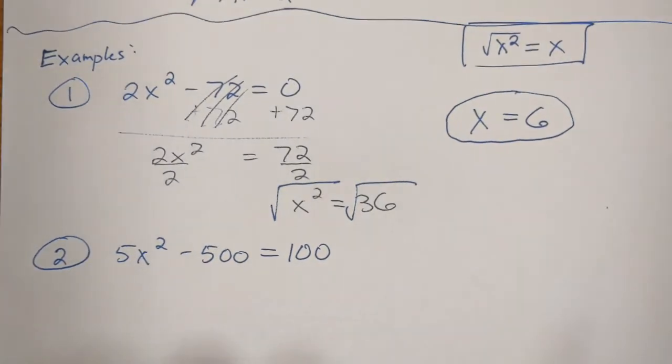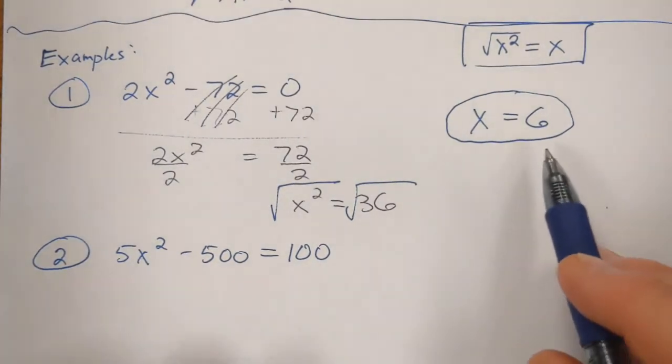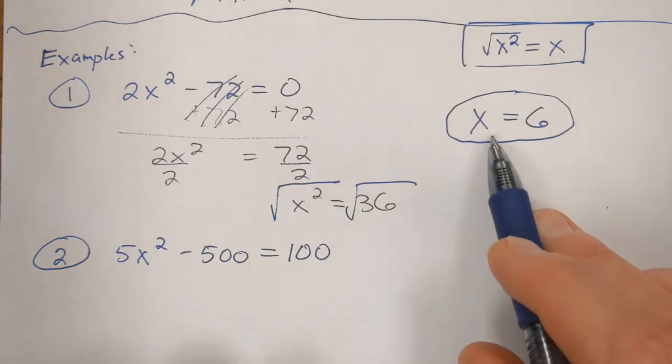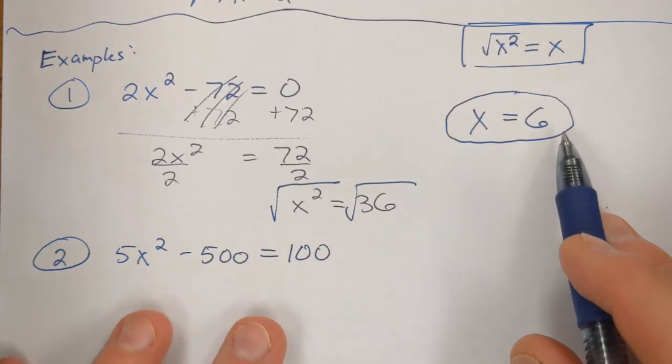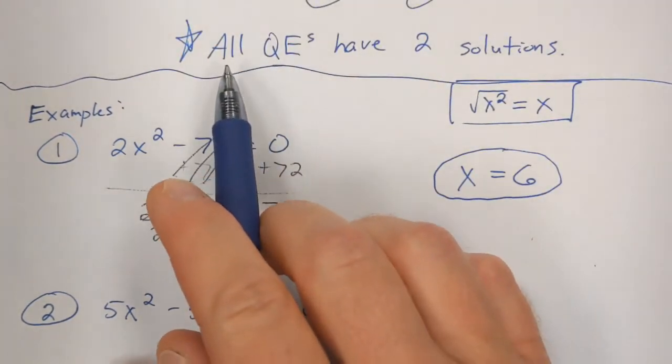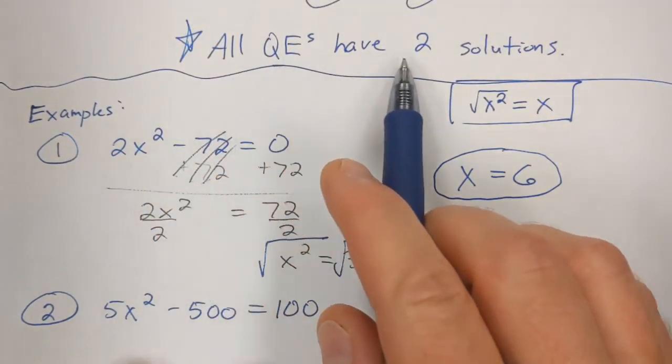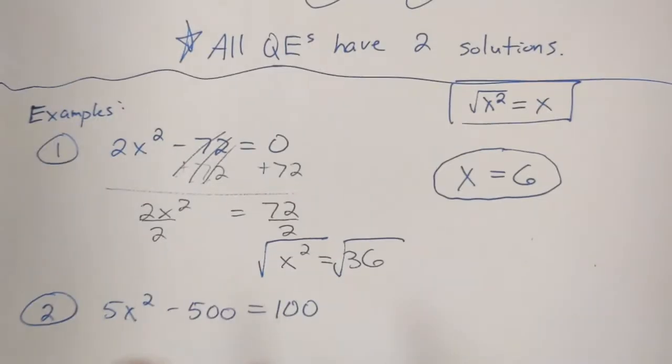Now time out. Wait a second. Isn't that kind of contradictory? Here I just wrote down this answer, x is equal to 6. What did I just get done saying like 2 minutes ago? All quadratic equations have 2 solutions. So what gives? I only wrote down one answer here, this answer of 6.